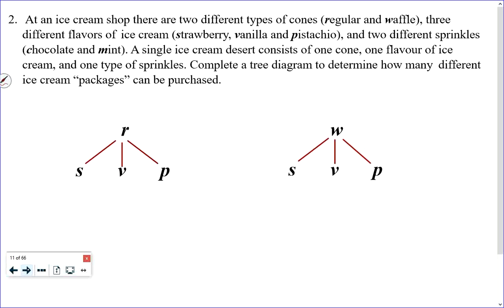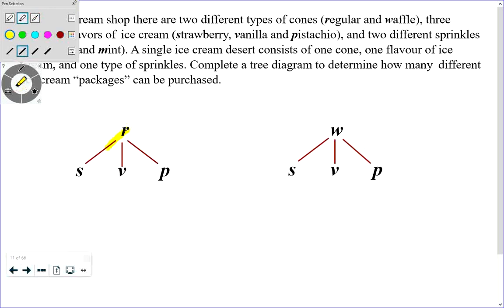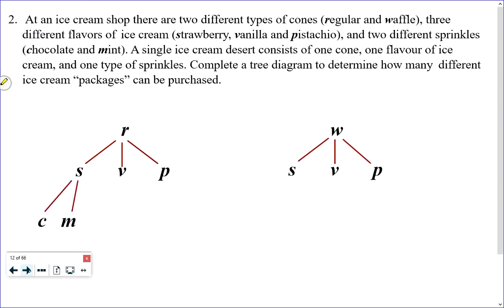So then you have a third decision to make. There's a third layer or a third option to your task, I'm going to call it, of buying this ice cream treat. You have to decide which type of sprinkle you want. So if you choose a regular cone with strawberry ice cream, if you choose to follow this path, you're at a fork in the road where you're going to have another choice to make. And that's why this is going to branch off now into either chocolate or mint sprinkles.